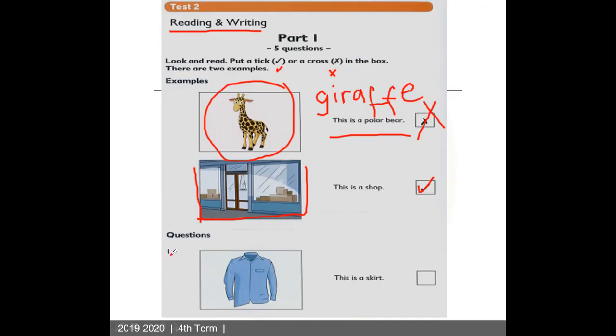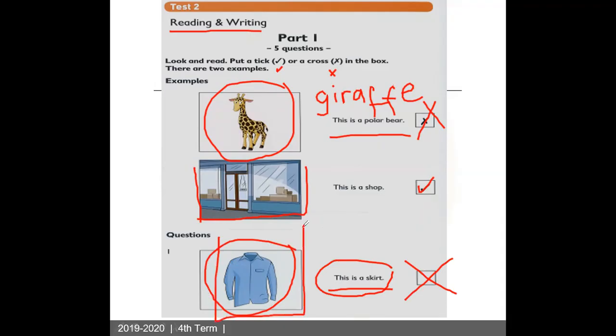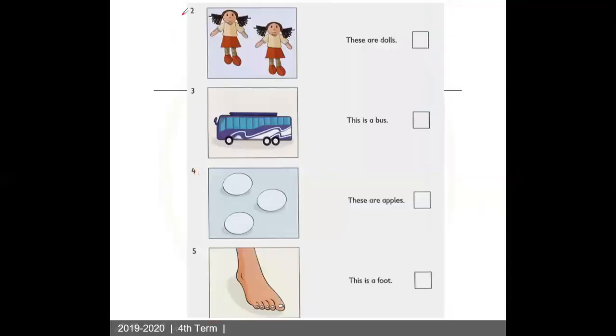What about this? This is a skirt. Is this a skirt? Do you think it's a skirt? No, it isn't. It's not a skirt. So how do you call this one? Yes, you're correct. This is a jacket. So it's not a skirt. You have to cross it. This one is a jacket, right? It's a blue jacket. So that is the first question. Let's move on to the second one.